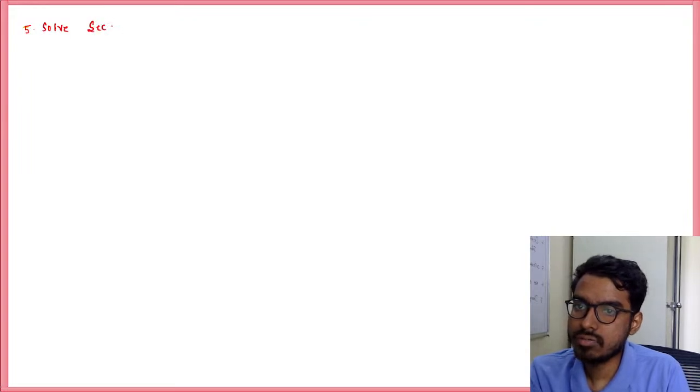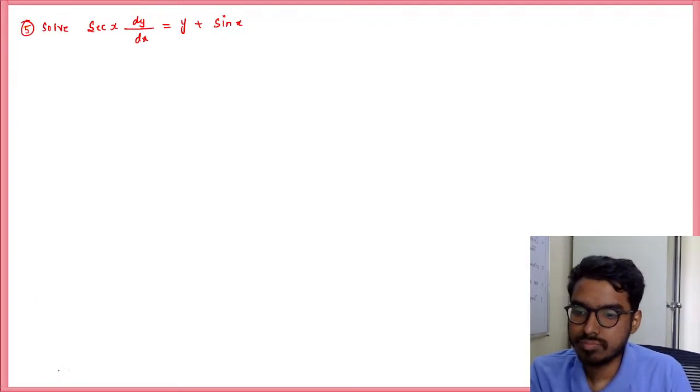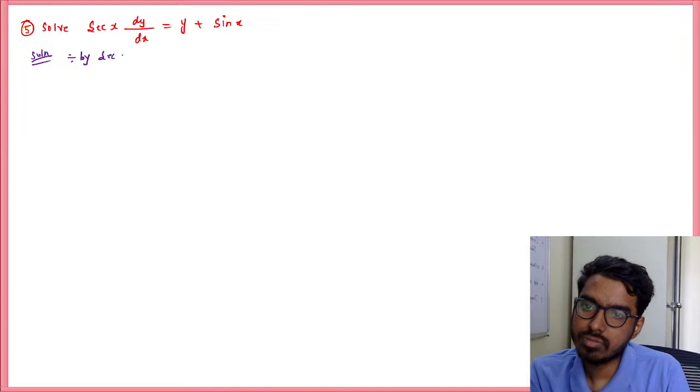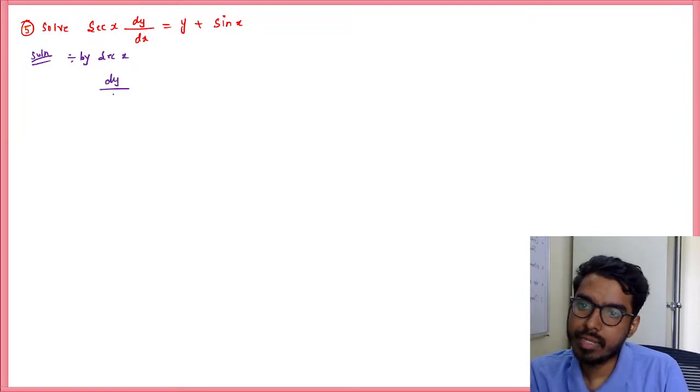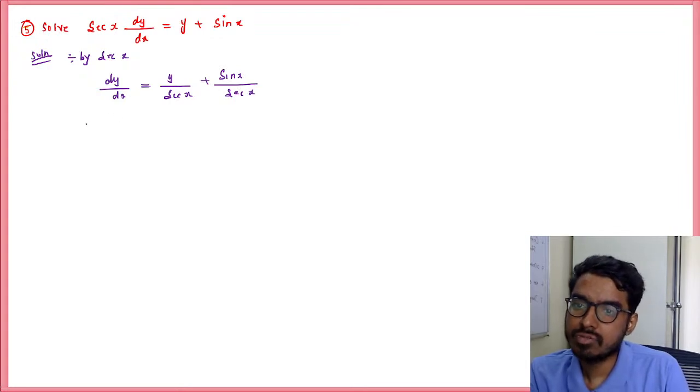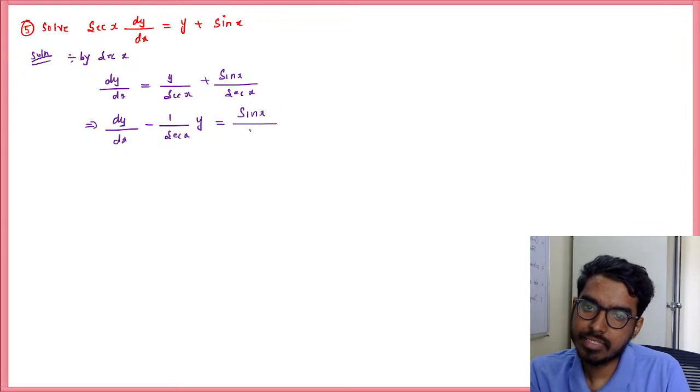So solve secant x dy by dx is equal to y plus sin x. Solution: first, we will divide by secant x to make sure the coefficient of dy by dx is 1. So we will have dy by dx minus 1 by secant x into y is equal to sin x by secant x.